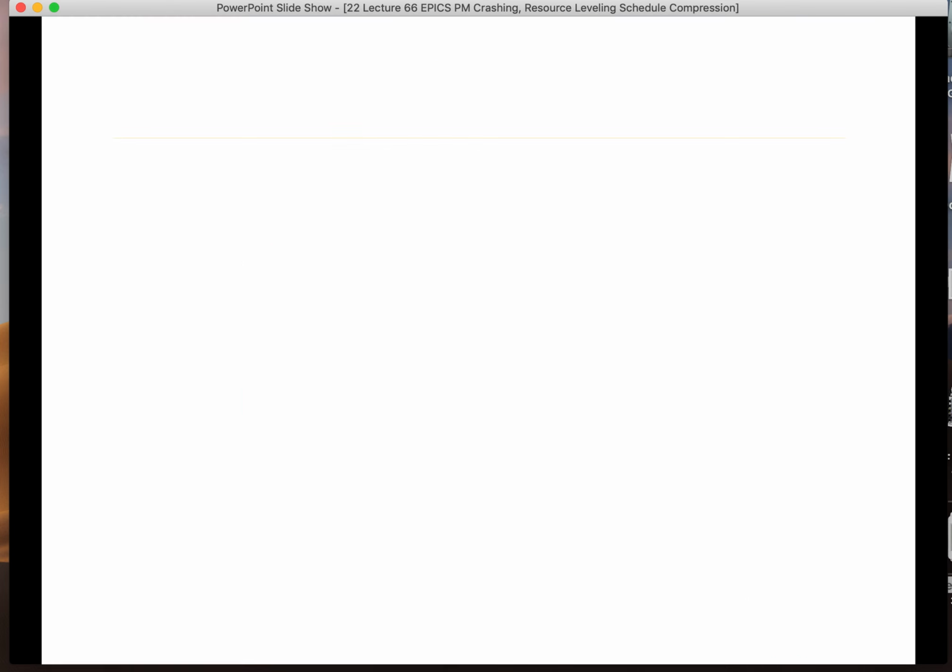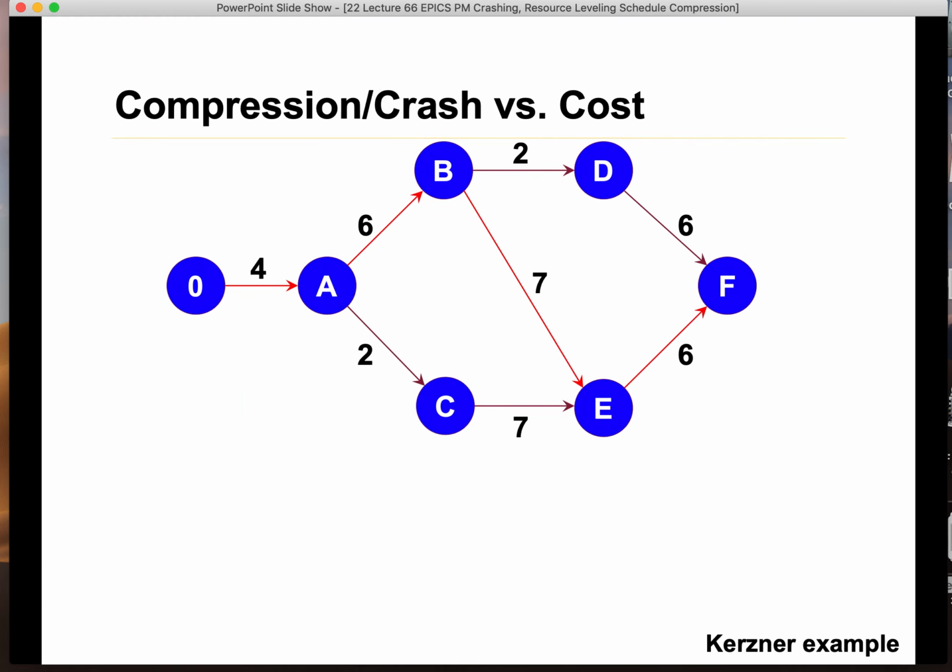So let's do an example now. Here's the compression, crash versus cost. Let's say your project starts at 0 and then A, B, C, D, E, F. These are the activity nodes that you are doing, and the numbers are the durations on the arrows. So where to start? First of all, let's answer this question: how long is this project? You have to find out how long this project is. Please do this on your own.